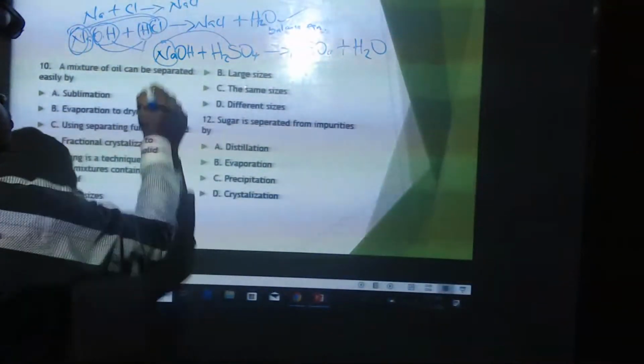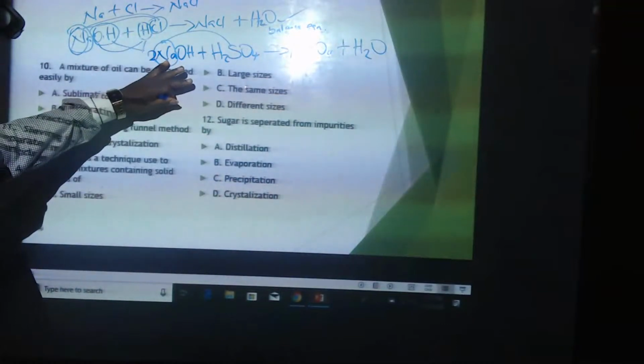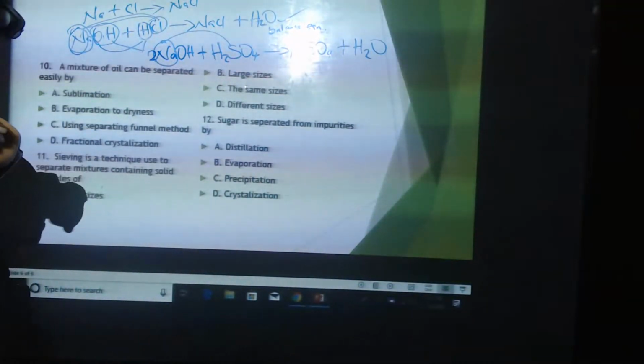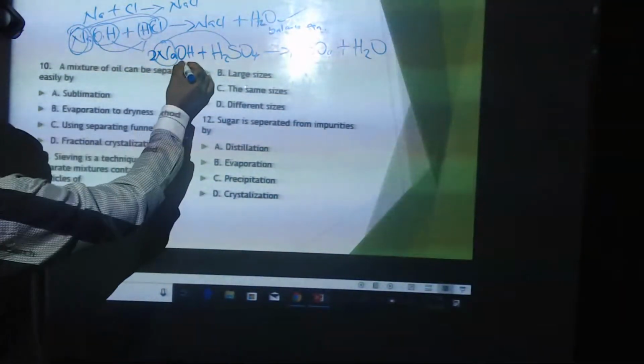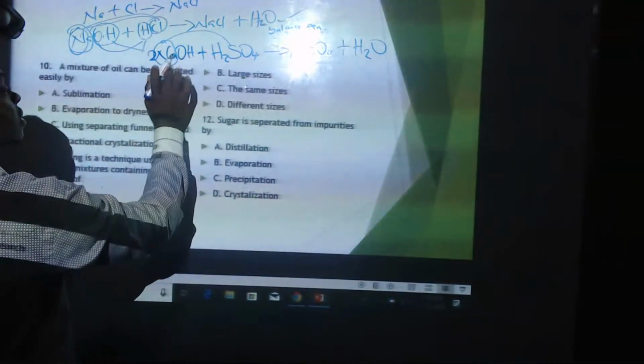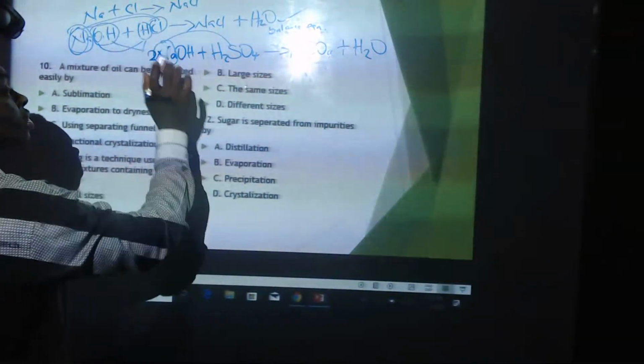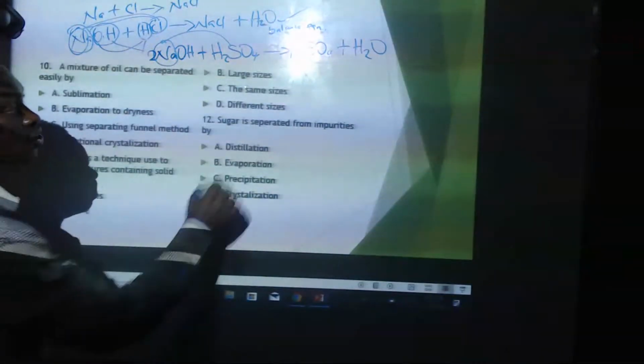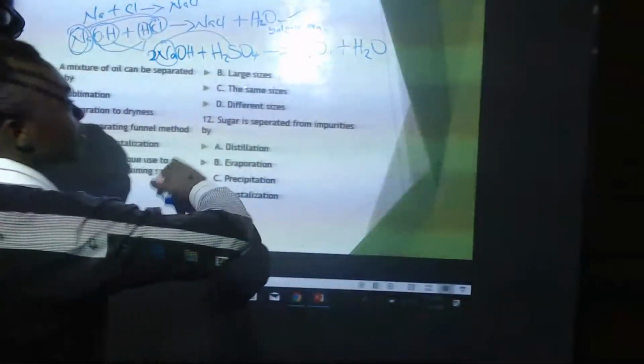So you begin to balance it. Now, how do you balance this kind of equation? Very, very easy. Once you add 2 here, it changes the equation. Now you have 2 sodium attached here, meaning the oxygen has 2, the hydrogen has 2. These 2 affect everything here. The sodium is 2, the oxygen is 2, the hydrogen is 2. So you can only just put the 2 here. The sodium is now 2.